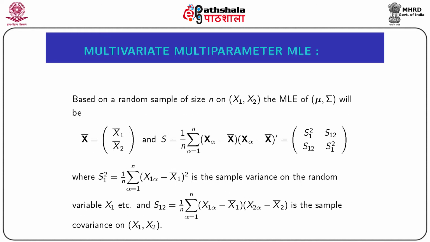Now, based on a random sample of size n on this paired random variable x1, x2, the maximum likelihood estimator of mu and sigma will be the sample mean vector x bar, which is a vector of x1 bar and x2 bar, and the sample variance covariance matrix S, whose diagonal elements are s1 square, s2 square, and the common off diagonal element is s12, where s1 square denotes the sample variance on the random variable x1, s2 square is the sample variance of the random variable x2, and s12 is the sample covariance on the random variables x1 and x2.